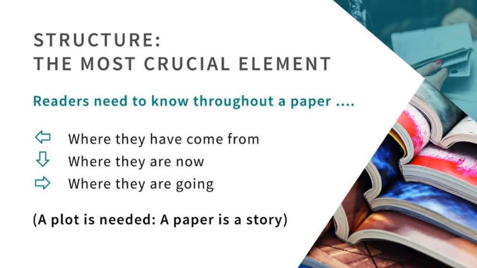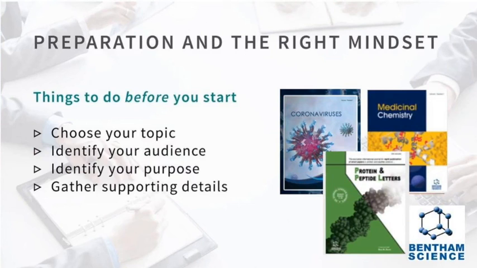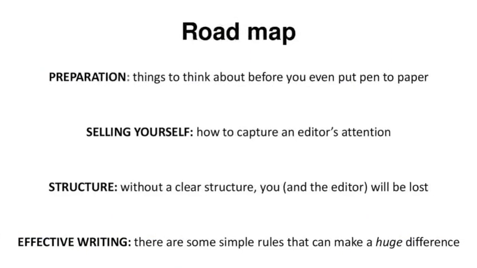Structure in academic writing is the most crucial element. Like reading a book, watching a movie, readers need to know where they've come from, where they are now, and where they are going. Your structure comes from your target journal choice. That's your audience. Your message is the other component of the whole story. Things to do before you start then: choose your topic, identify your audience, and know about the 3 things that you have to have in mind before starting to write a research paper: your message, your audience, and your structure.